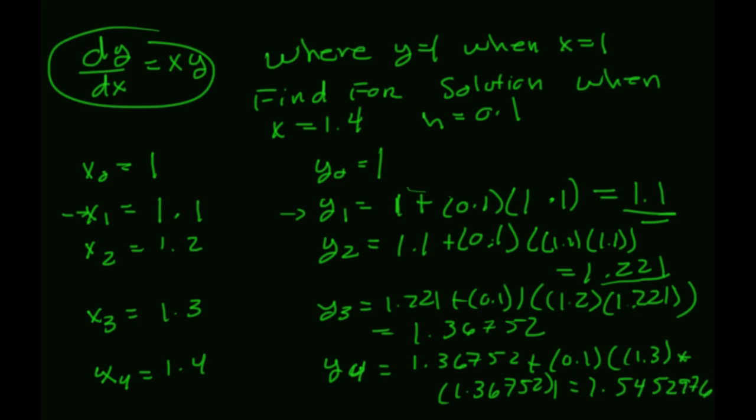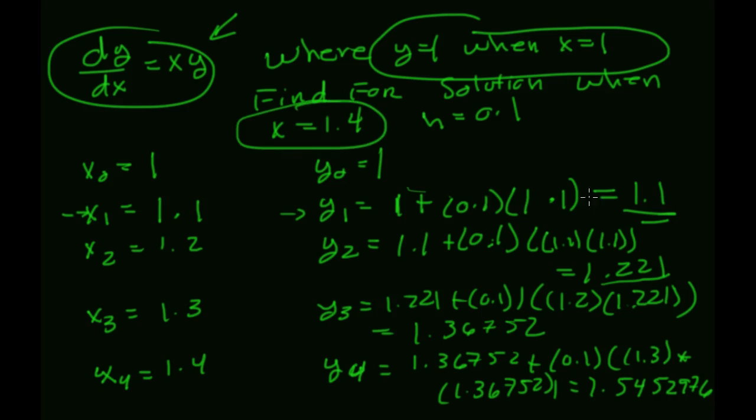Okay, so what have we just done? We've basically said that if my solution goes through the point (1, 1) and it has this derivative, then I've estimated that its y value when x is 1.4 is approximately 1.55, somewhere around there, or 1.545.